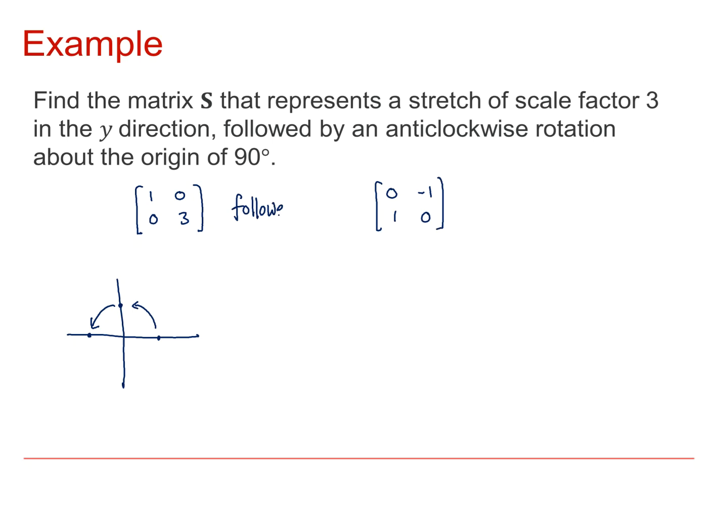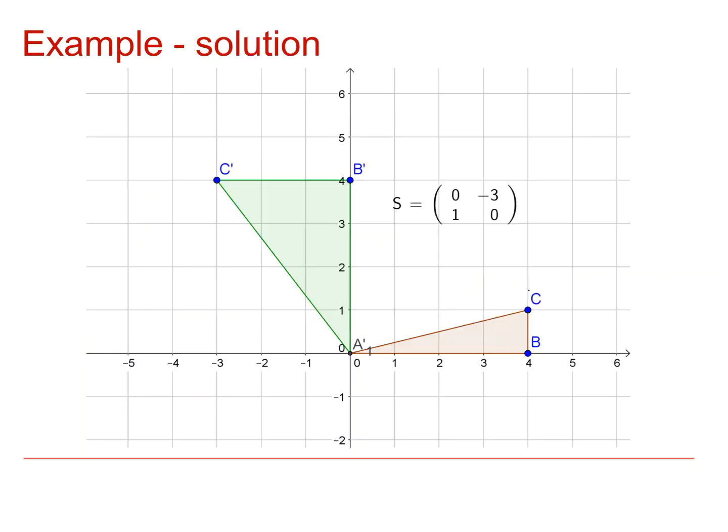So I want the stretch followed by the rotation, which means that I write down the rotation first, and then the matrix for the stretch, and multiply them in that order. That gives me (0, -3; 1, 0). And that's what it looks like.